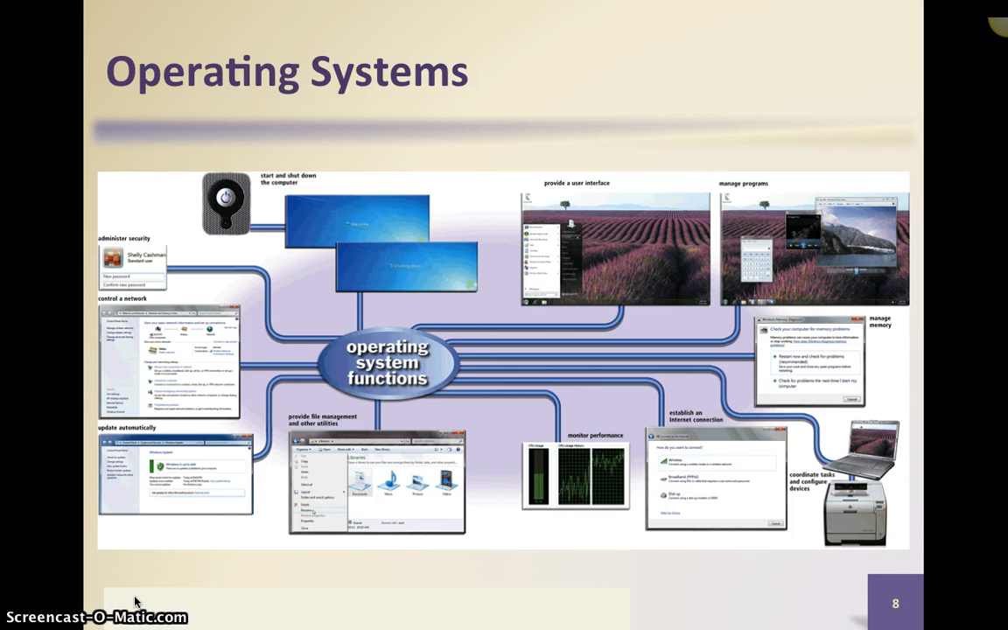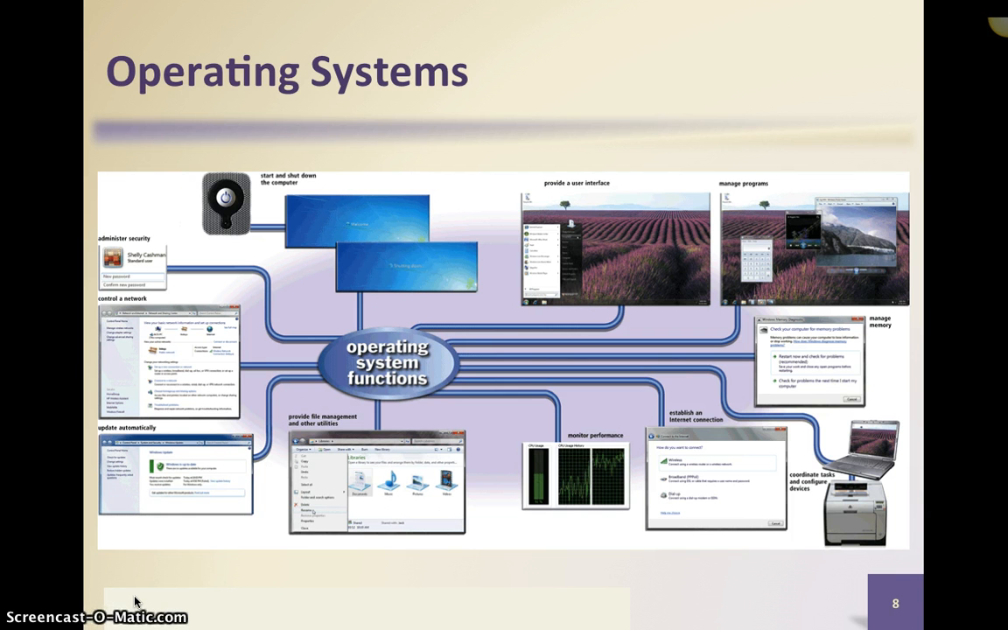It monitors performance. It knows how much CPU resources you're using. It knows how much memory you're using. It knows how fast your internet connection is, or your network connection. It knows exactly how much data you're transferring back and forth. So it monitors all of those activities. It also provides management and other utilities. Those are the system utilities that we'll talk about in the next lecture.